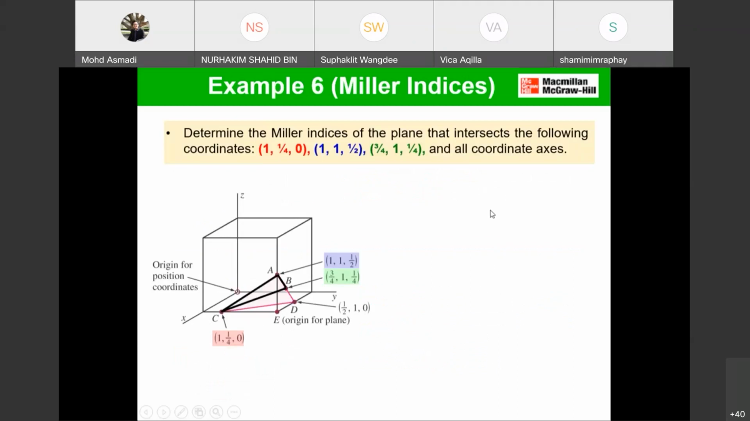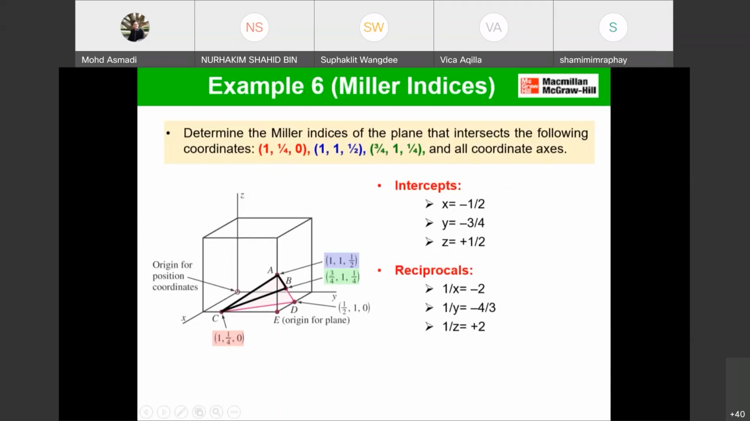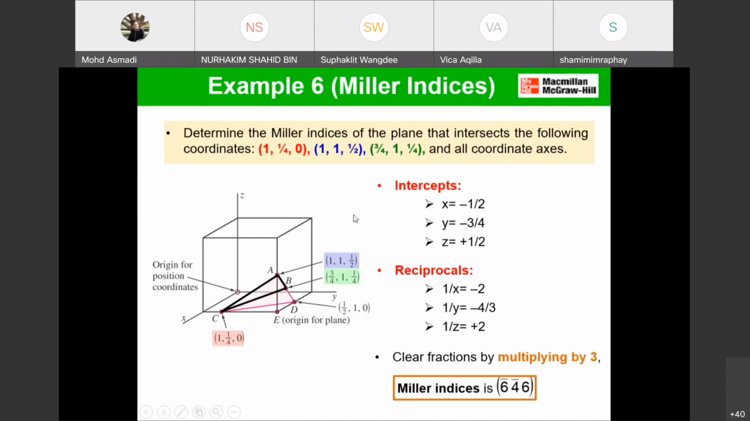Okay, this one is to determine the Miller indices of the plane that intersects the following coordinates. If you look at here, negative 1, 4, 0, negative 1, and all the coordinates. So the x-axis intercept, if you look at here, is negative half, negative three-quarters, and plus half. If you take reciprocal, negative 2, and so on, and then clear the fraction by multiplying by 3, right? Okay, so you can get the Miller indices.